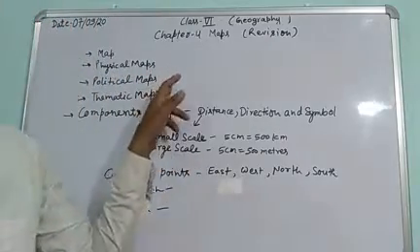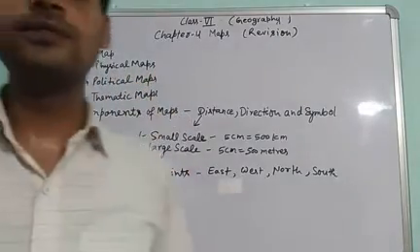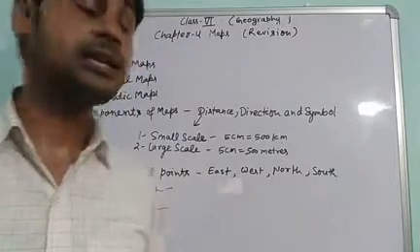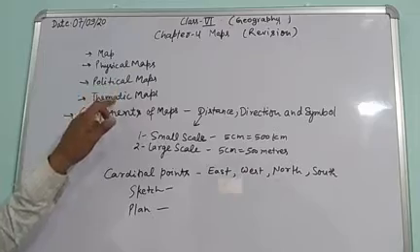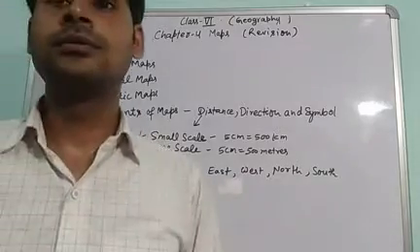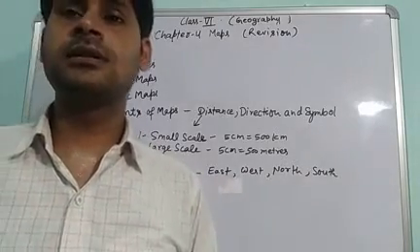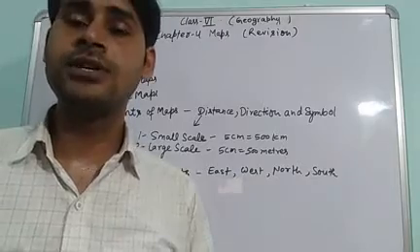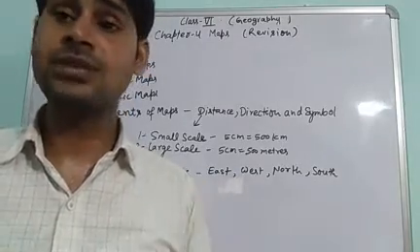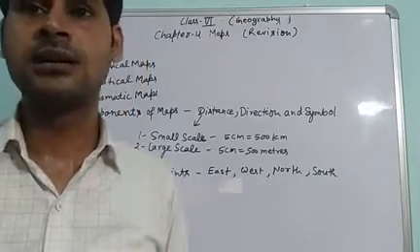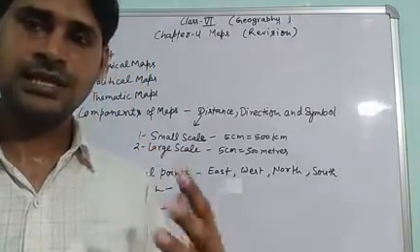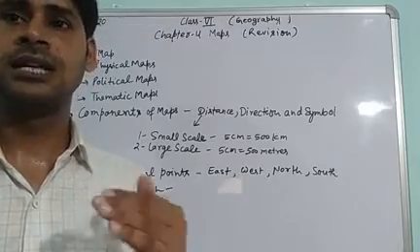Maps are of three types: physical maps, political maps and thematic maps. Physical maps show natural features of the earth such as mountains, plateaus, plains, rivers, oceans, etc. So they are called physical or relief maps.